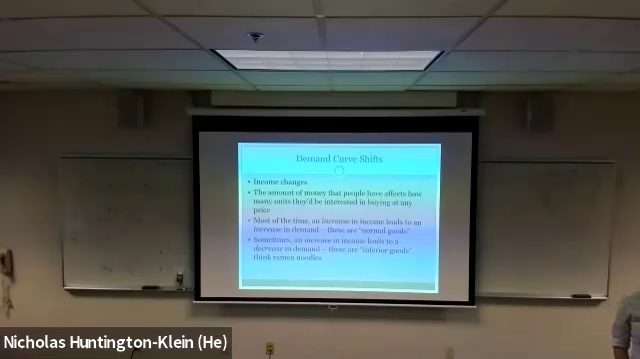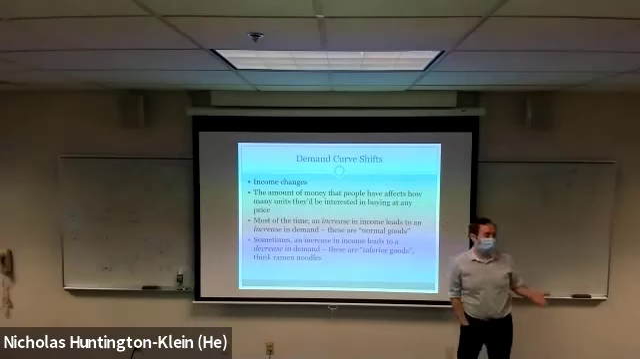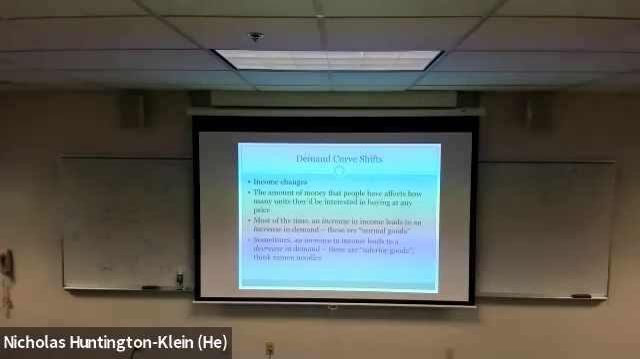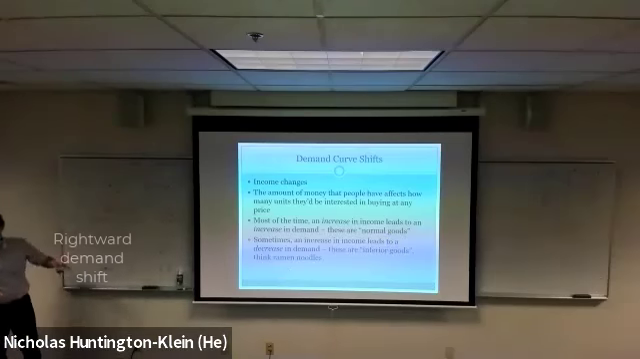The amount of money people have affects how many units they'd be interested in buying at any given price. Most of the time, this means that as incomes rise, for the people who you are selling to, the demand for that product goes up. This is what's called a normal good, because this is what normally happens. As incomes go up, people have more money at a given price, they're going to be able to buy more. So demand shifts to the right. We get an increase in equilibrium price and equilibrium quantity.